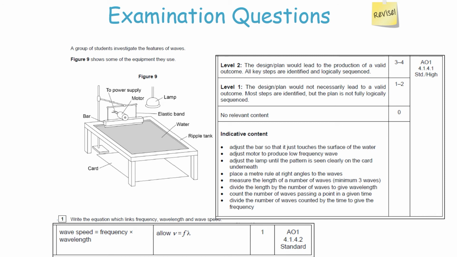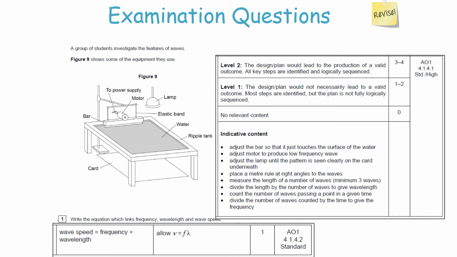So you would adjust the bar so that it just touches the surface of the water, and adjust the motor to produce a low frequency wave. You then adjust the lamp so the pattern can be seen underneath on the card. You then place a meter ruler at right angles to the wave and measure the length of a number of waves. It's important to note that you don't just measure the difference between two ripples, because that's quite a small difference in length, so it's quite difficult to measure.